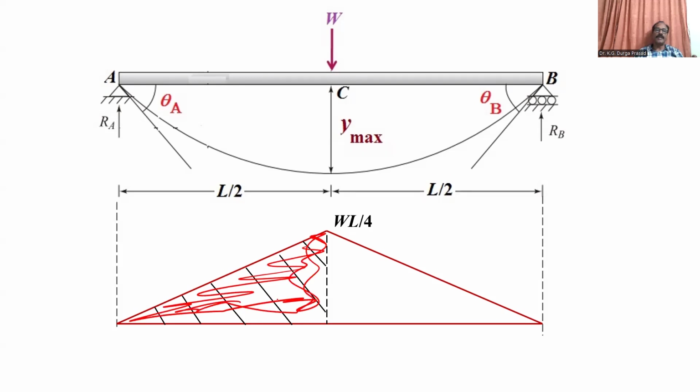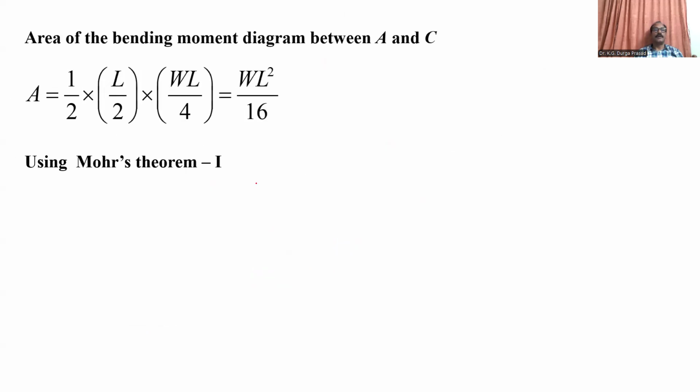So how are we going to find this area? This is L by 2. What about this height? WL by 4. So you can find the area easily: half into L by 2 into WL by 4. You get the area WL square by 16.